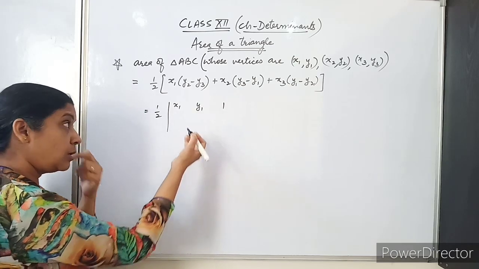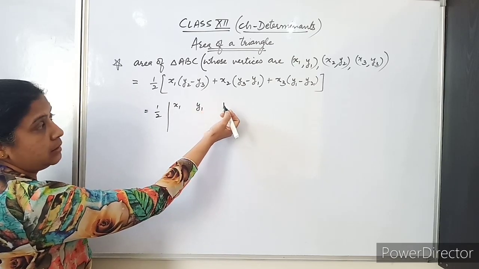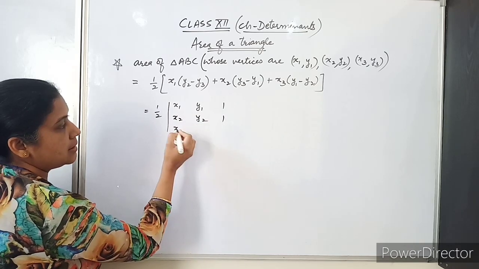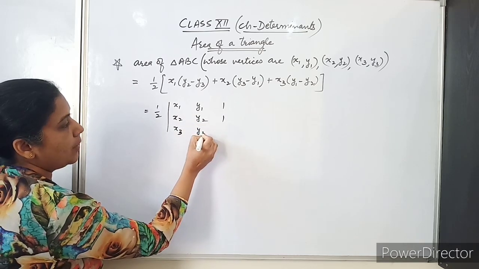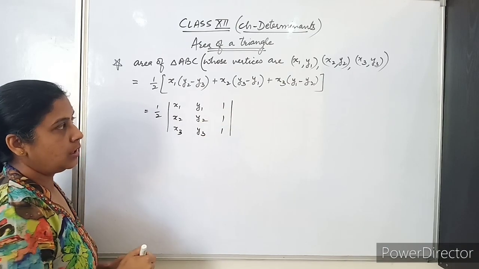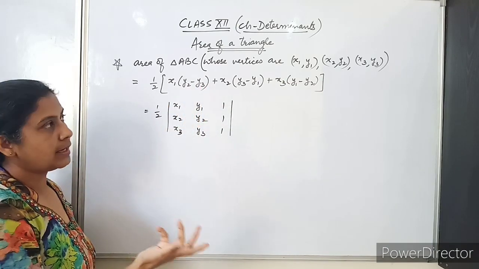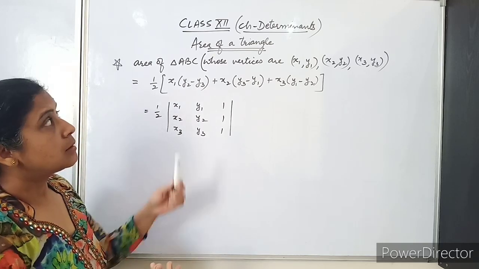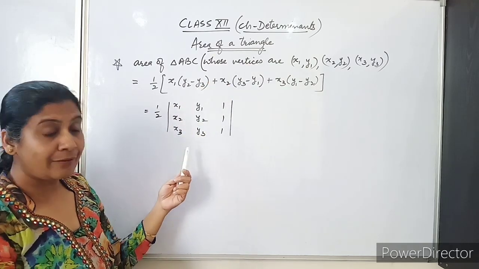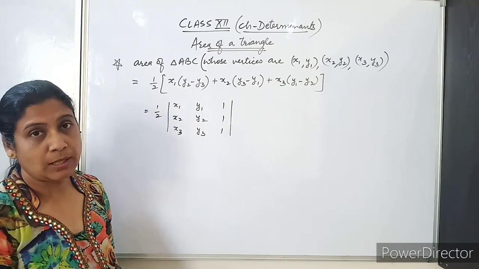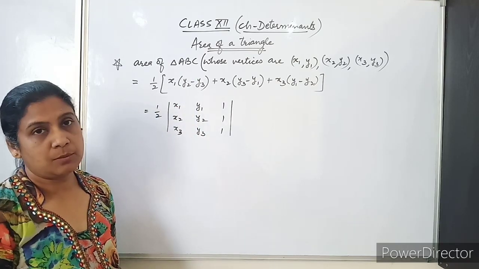Since we are working in two dimensions, we have to write down 1 in the last entry: x2 y2 1 in the second row, x3 y3 1 in the third row. If you expand this determinant, you will get the same expression which you have done as the area of triangle. It means the determinants are giving you the formula for the area of triangle ABC as well. So it is an application of determinants.